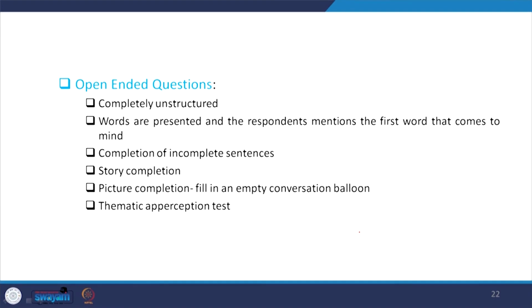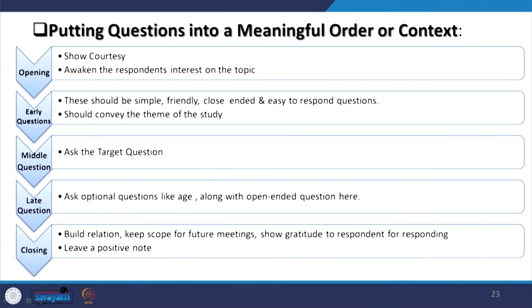Story completion is also part of it, picture completion, then the thematic apperception test, in short called TAT, and is very important for understanding the perception mapping of the respondent. Now, let us put questions into a meaningful order or context, how questions are actually put.